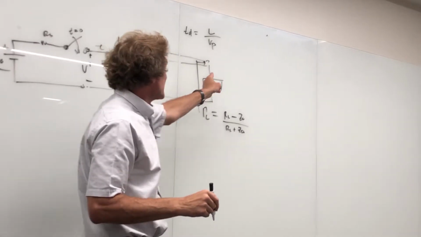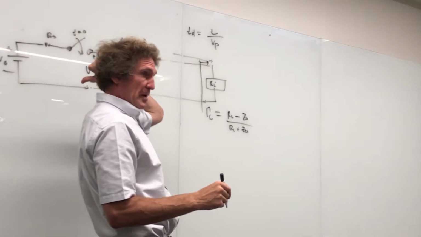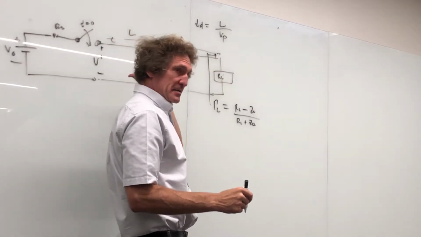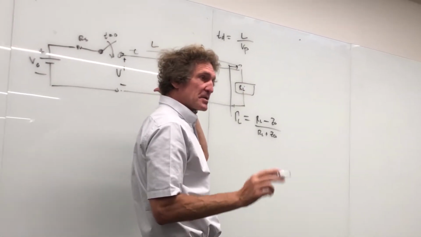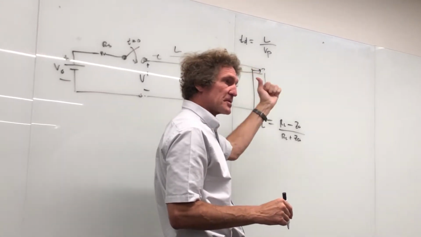Now, when that wave hits here, the reflection coefficient times V prime is the amount that goes back. Does that make sense to everybody? I'm going to set this up in what's called a bounce diagram in a second, but I want you to make sure you get your heads around what's going on.